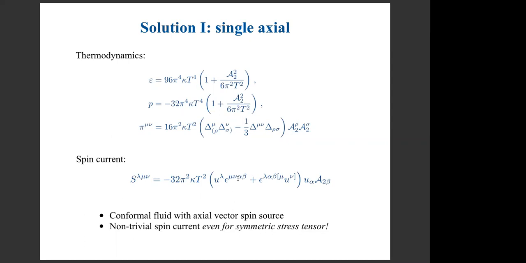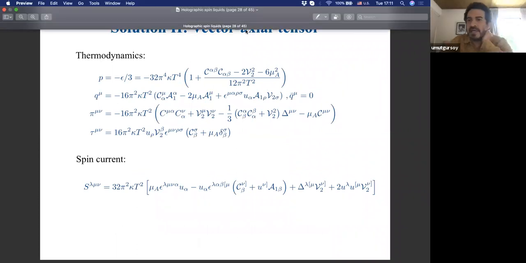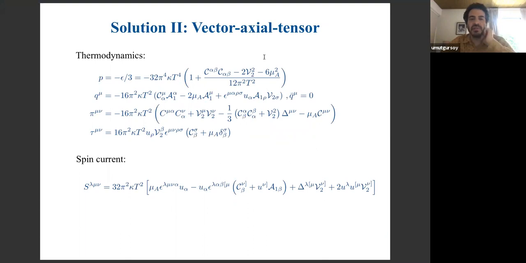Thanks. Okay. Another type of solution, as I mentioned, is a different class of solutions which is much more complicated. It has three of these sources turned on. There's a vector, and there's an axial scalar, a pseudoscalar. There's a vector, and there's a tensor C.